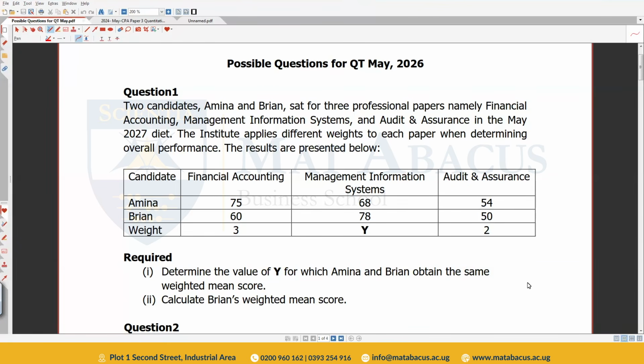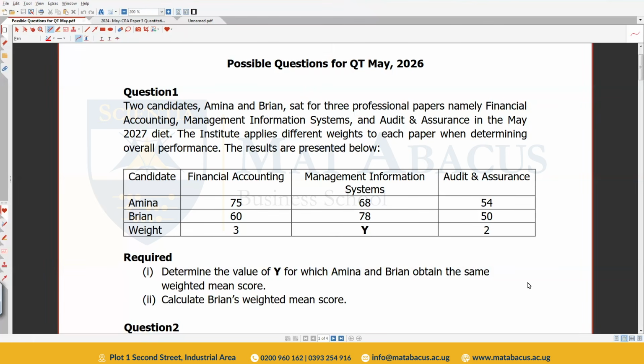So amongst the measures of central tendency, we also have a weighted mean. And I believe you guys are already conversant with the weighted mean. So when you keenly read the number, it is saying 2 candidates, Amina and Brian, sat for 3 professional papers, accounting, management information system, audit and assurance in the May 2027 diet. Now, what the examiner gives you is something complex.